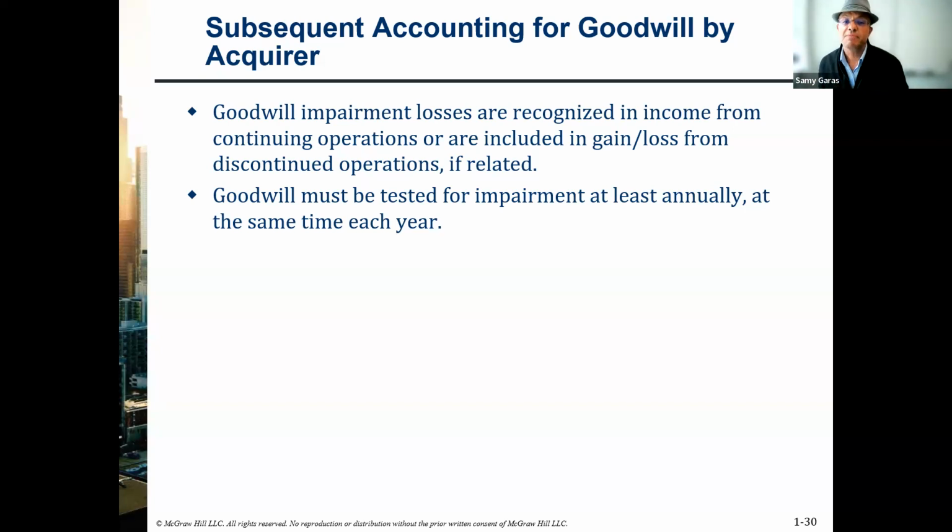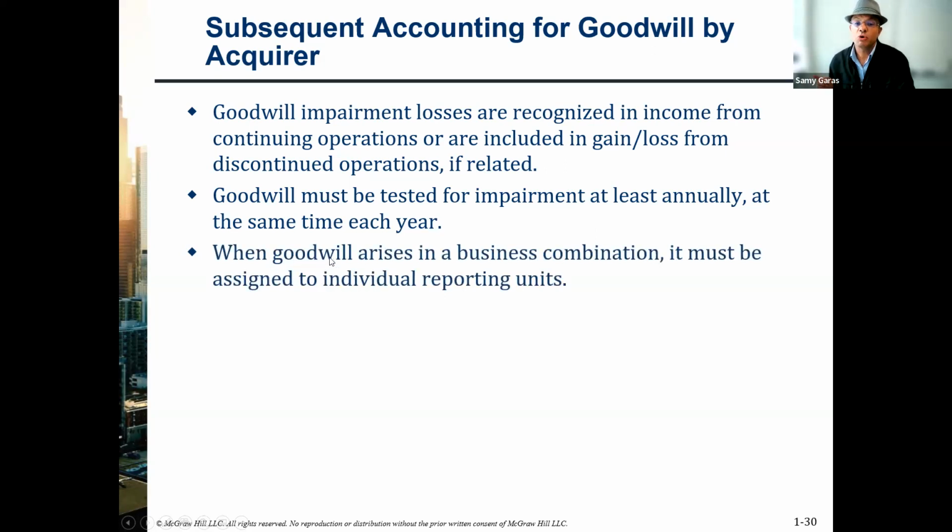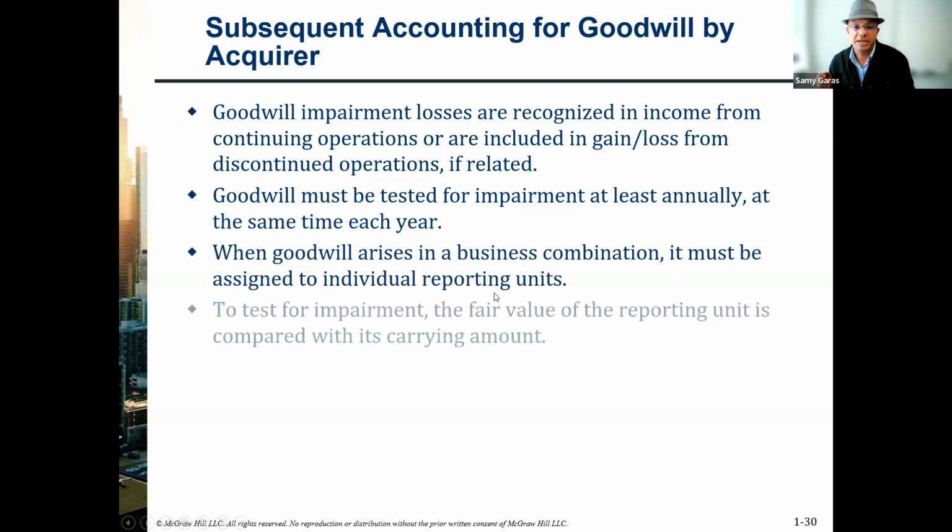The goodwill here must be tested for impairment. What do we mean by impairment? A reduction in the asset account, tested at least once a year, and we make it every year. We check the fair market value of the assets and we reflect it. When goodwill arises in a business combination, it must be assigned to individual reporting units, which is usually the parent units. To test for impairment, the fair value of the reporting unit is compared with the carrying amount.